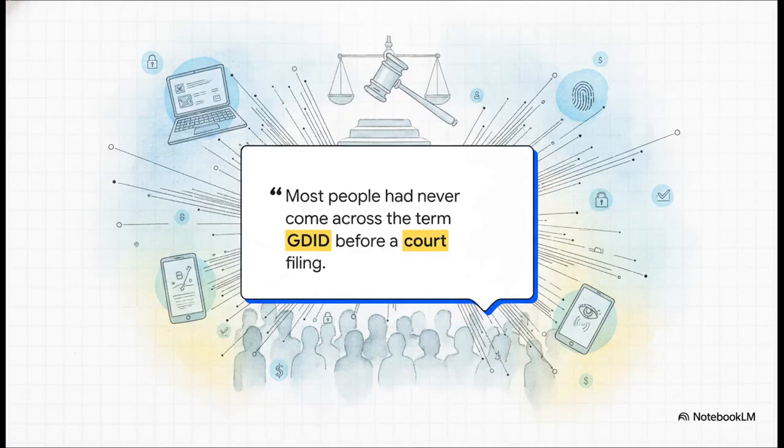So what's the big takeaway from all this source material? Well, as independent analysts put it, every company selling you software has some version of this. What gets me is that most people had never come across the term GDID before a federal court filing. Persistent device identity is pretty much an industry standard used for licensing, activation, and fraud prevention. But the real shocker here is the total lack of transparency, leaving over 1 billion users entirely unaware of the massive mesh of identifiers their devices emit on a daily basis.